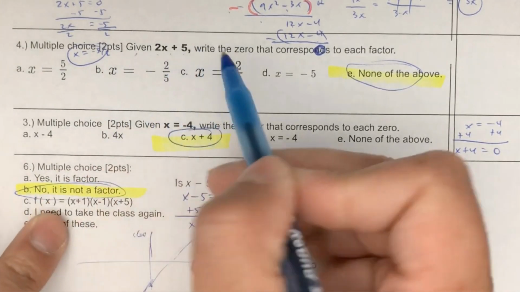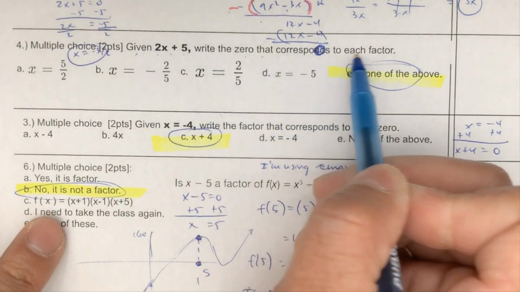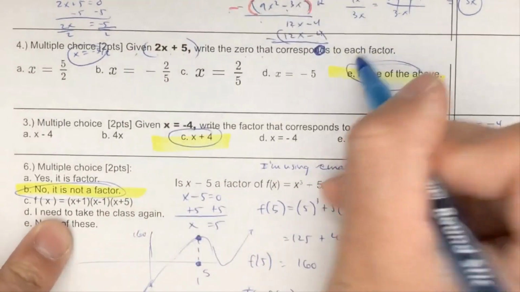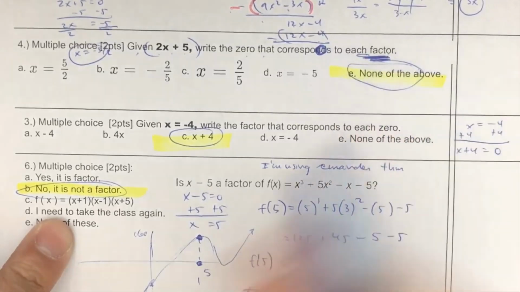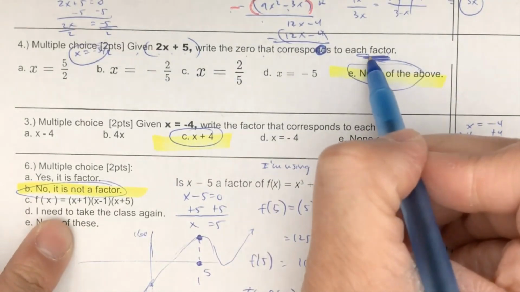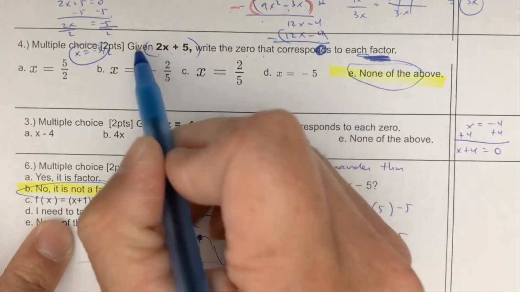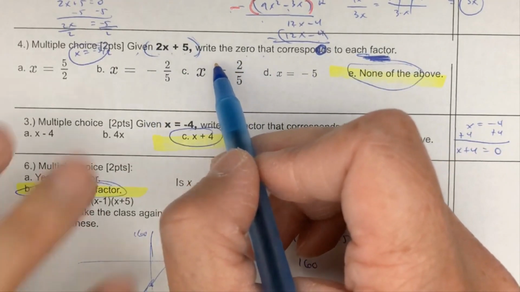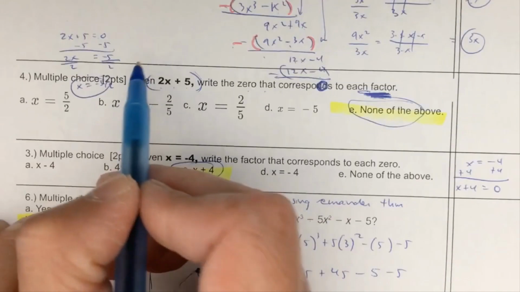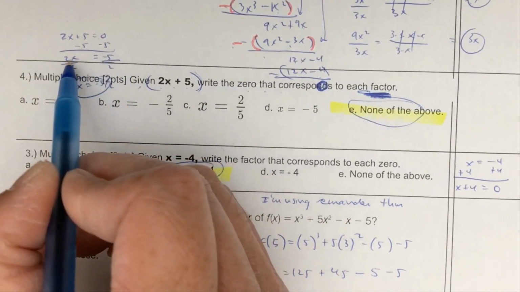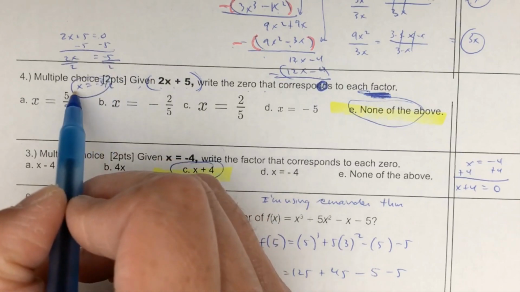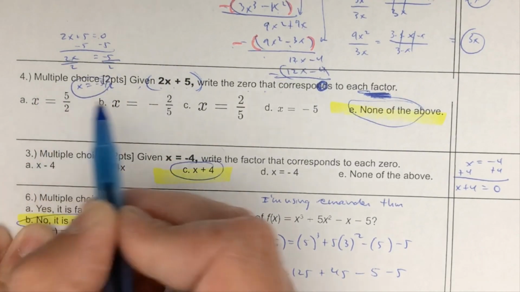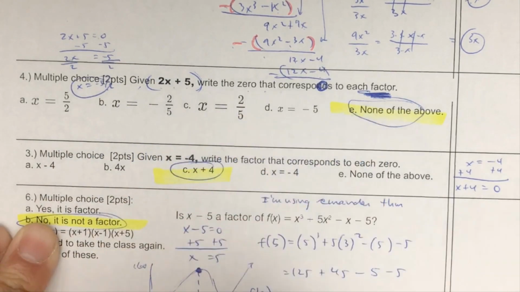Given 2x plus 5, write the 0 that corresponds to each factor. This is a factor, and a common hint is that a lot of times when you're factoring, the factor has parentheses around it. That's why I just drew that. To find the 0, you're going to set it equal to 0. Subtract 5, divide by 2, x equals negative 5 halves. This is a positive 5 halves. That's wrong, wrong, wrong. So the answer is E.